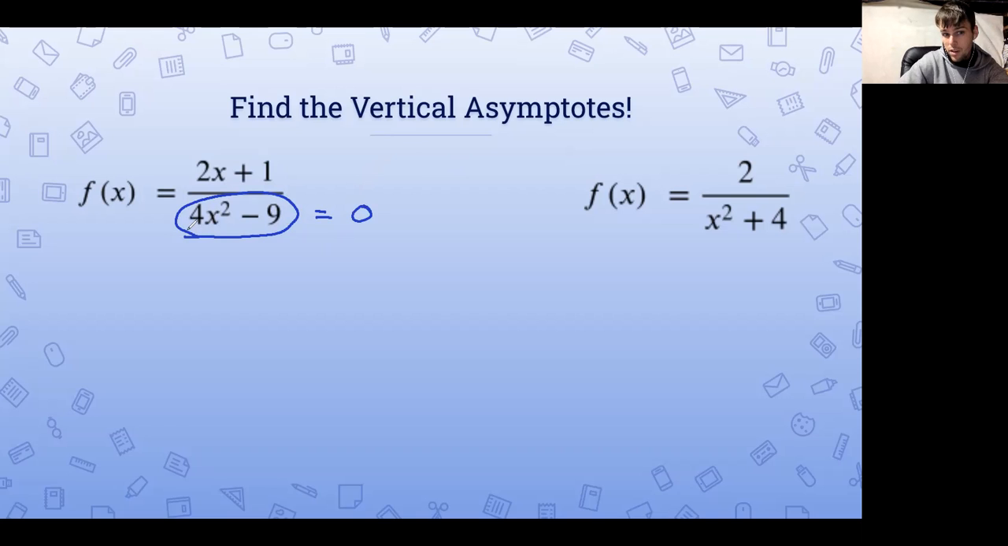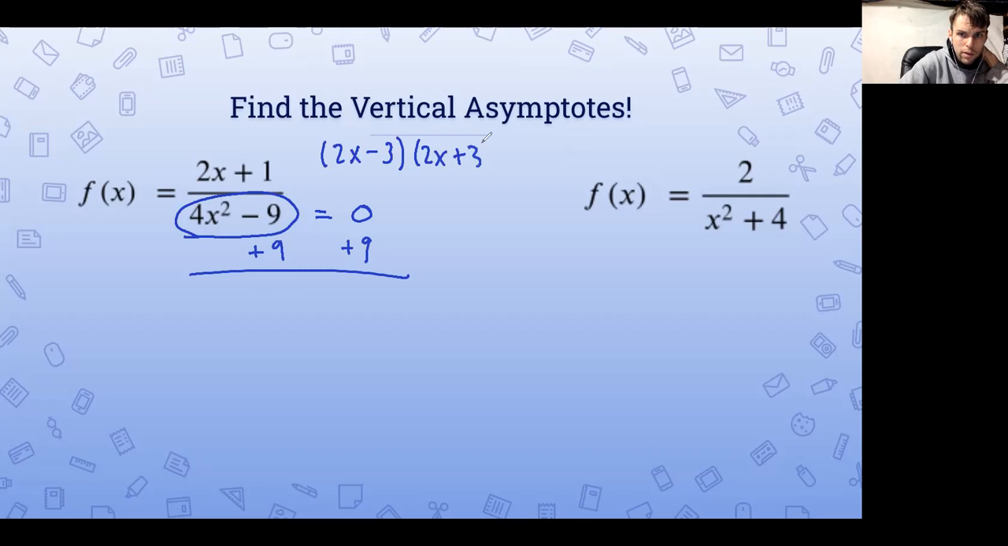All right, so we could solve this a couple different ways. We could either factor this using difference of squares factoring and solve it that way, or we could just add 9 to both sides, divide by 4, and take the square root. That actually seems like the fastest way, but this is a difference of squares, and we could do it that way as well. That means it would factor as 2x minus 3 times 2x plus 3. That would be a factoring for this. But I'm going to go ahead and finish it this way.